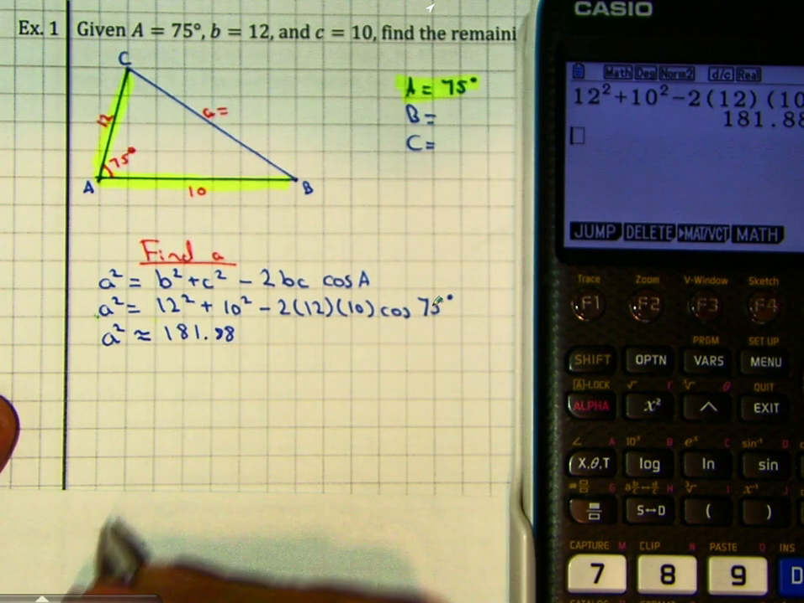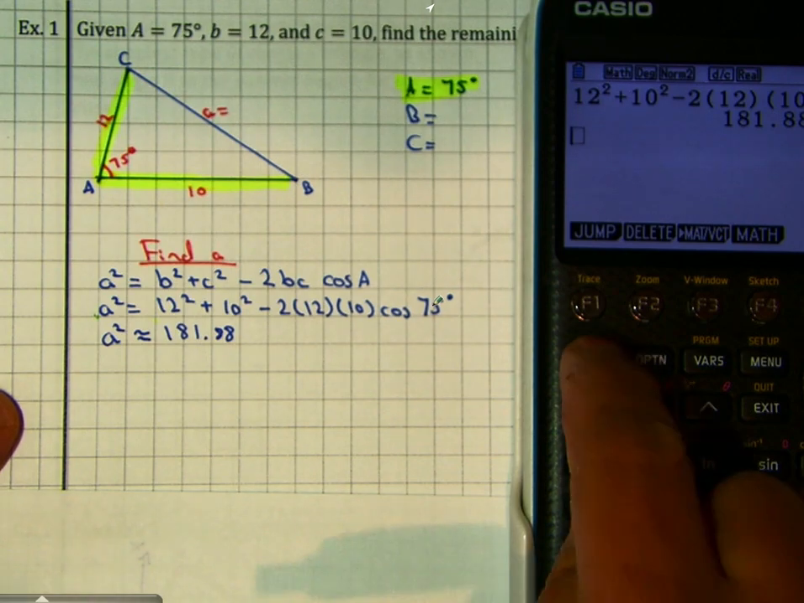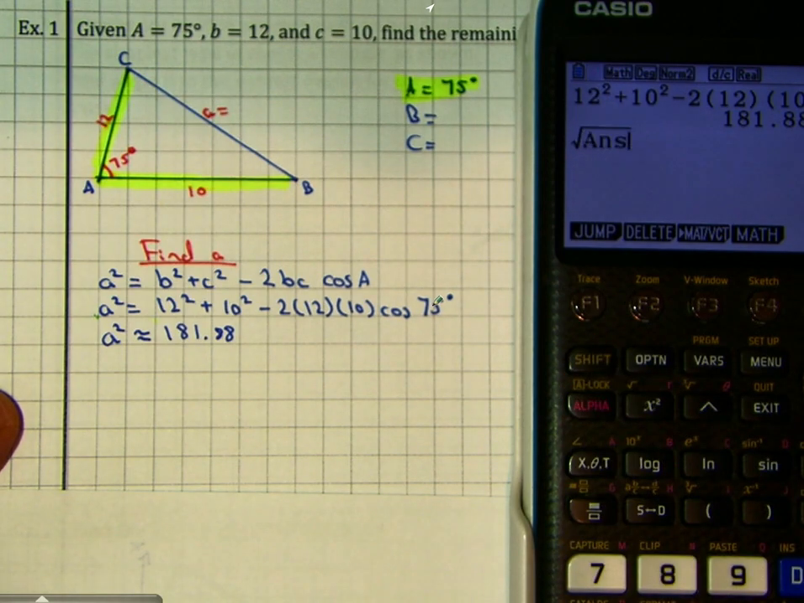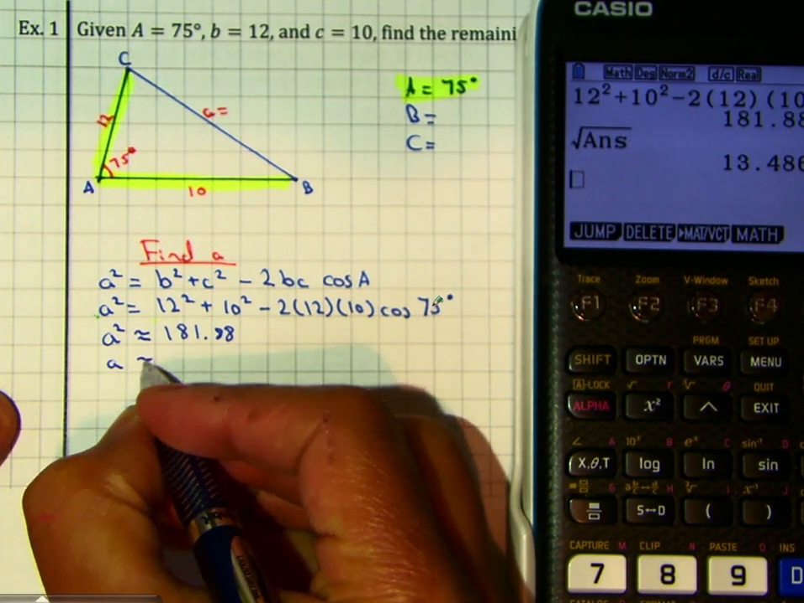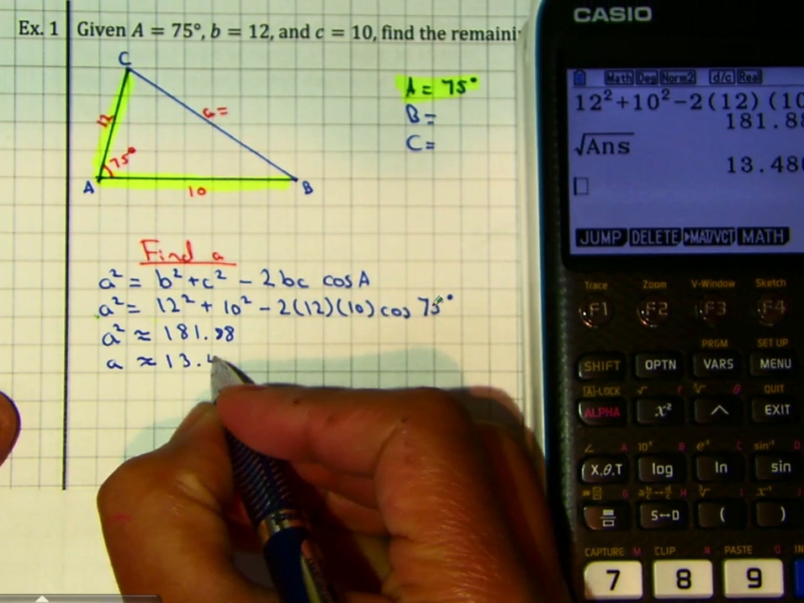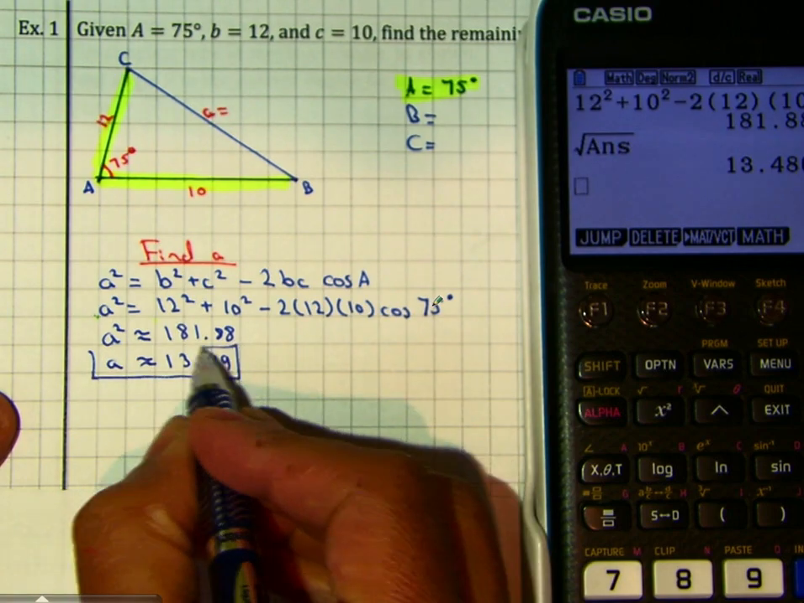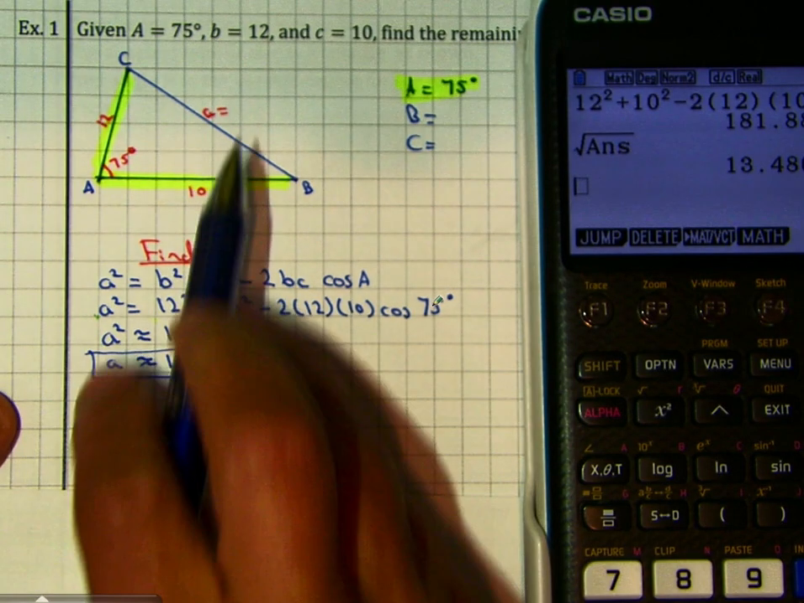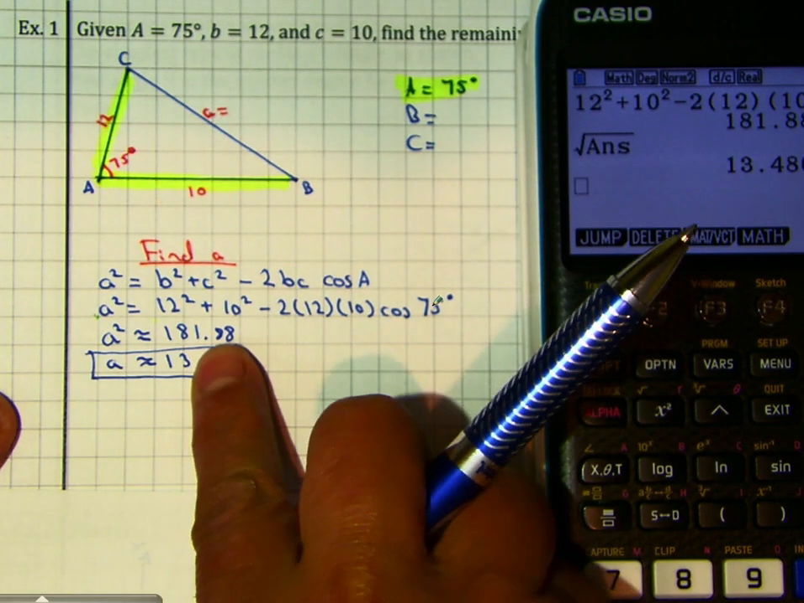It's 181.88. And I'm going to take the square root of my answer. So therefore, a is approximately 13.49. Now sometimes, most of the time, they ask you about the significant figures. So in this case, they give you no decimals, only two figures. So therefore I'll be using 13.